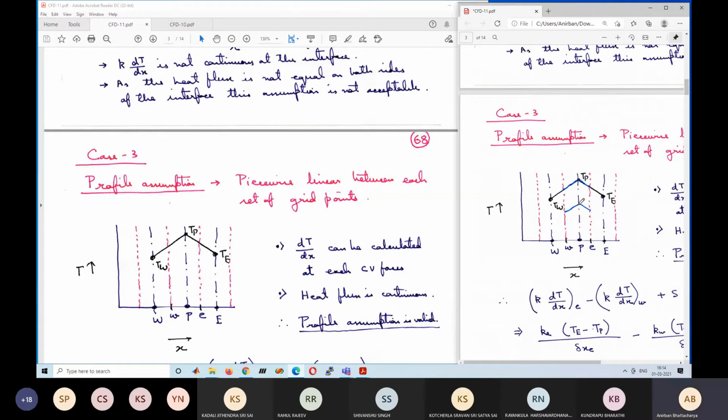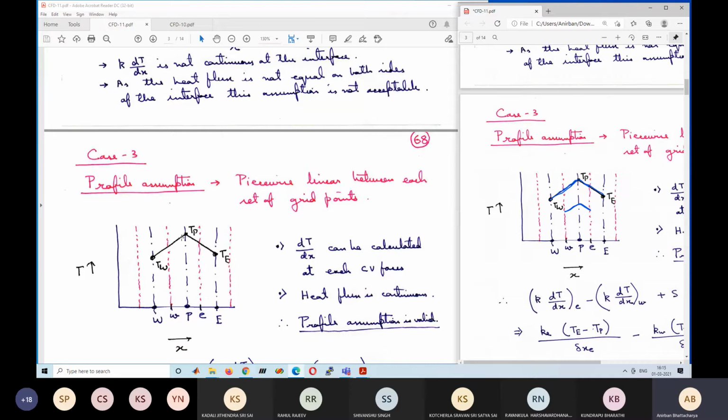There is a sharp jump or sharp corner. Although it is continuous, there is a change in the slope at this point, but across the interface the slope remains constant. Similarly, across this interface the slope remains constant. This is known as the piecewise linear profile assumption between each set of grid points. From P to E we have one linear variation, from W to P we have another linear variation.